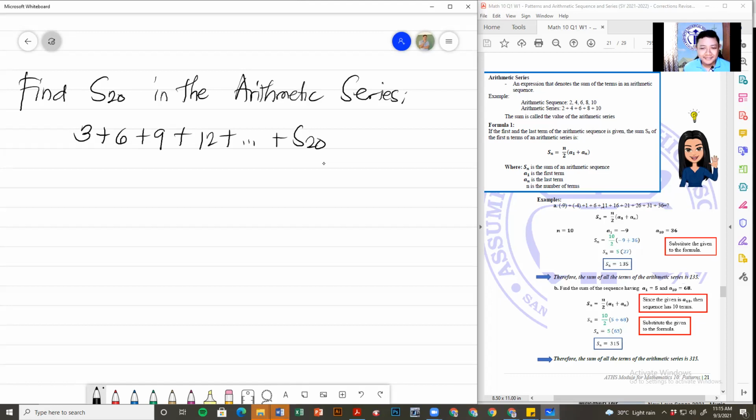Uy, mayroon ng sagot. 150 daw, said one of your classmates. What about the rest? Let's wait for the rest. Isa pa lang ang malakas ang loob na nakatapos. Show a reaction if you are lost in doing or in finding S sub 20 in this example. Show a reaction, please. Any reaction if you are lost in doing the process for this one. Let me see.